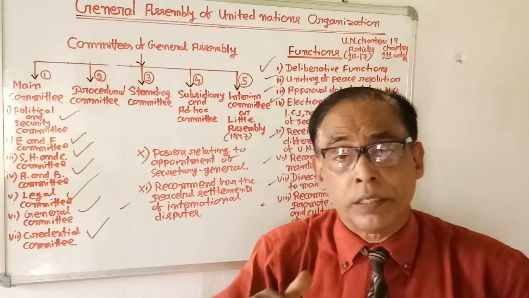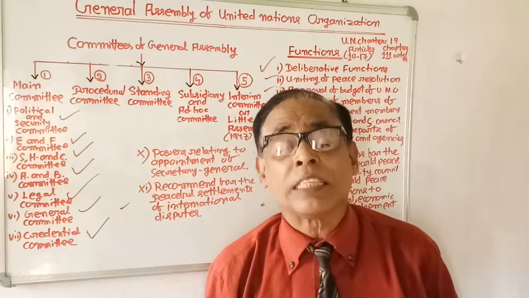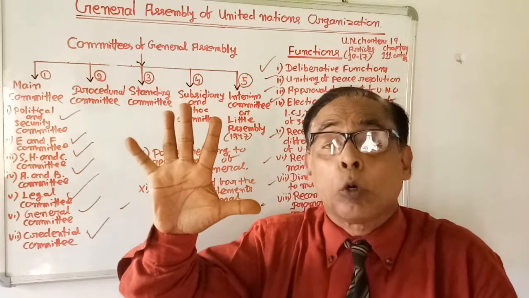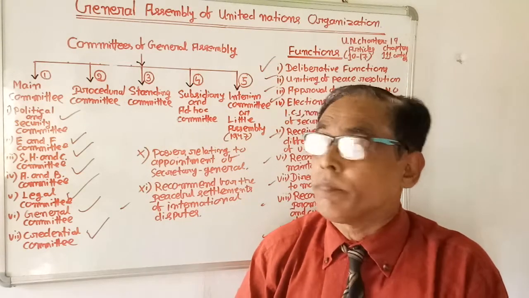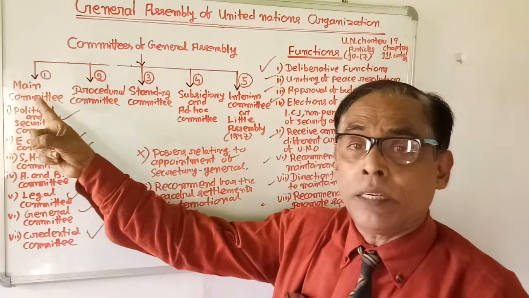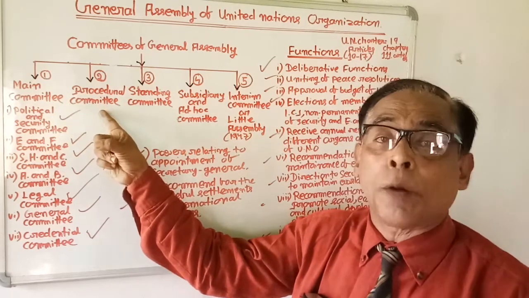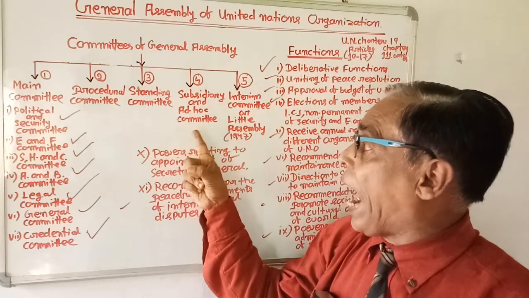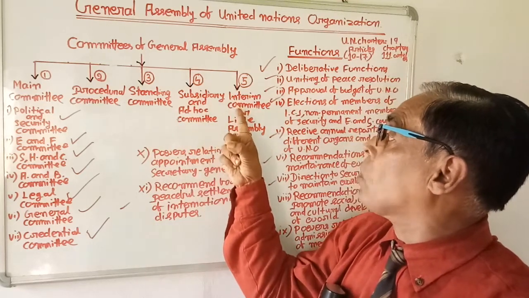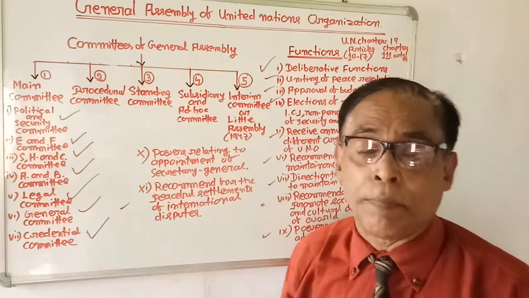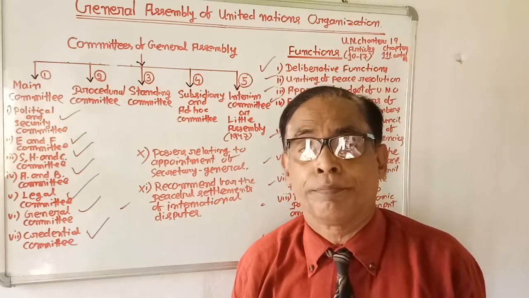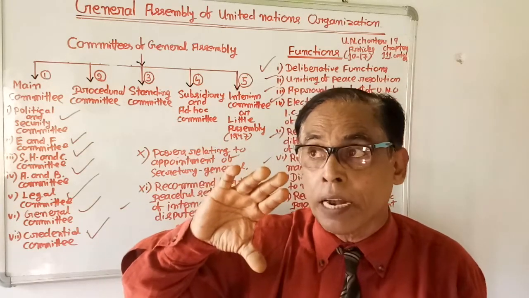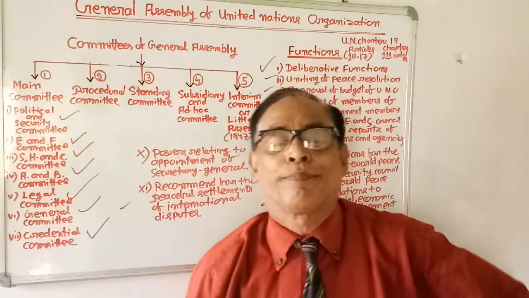So, in addition to that, General Assembly works through its 5 committees, like main committee, procedural committee, standing committee, subsidiary and ad hoc committee, interim committee, or little assembly. It has 5 committees through which General Assembly works.